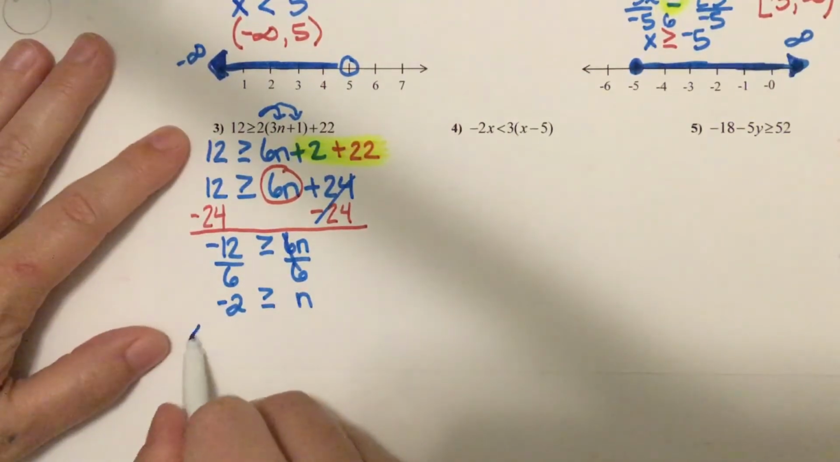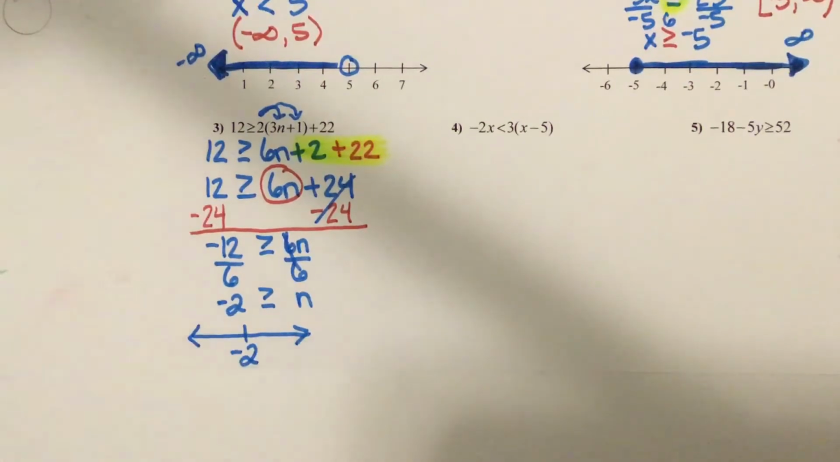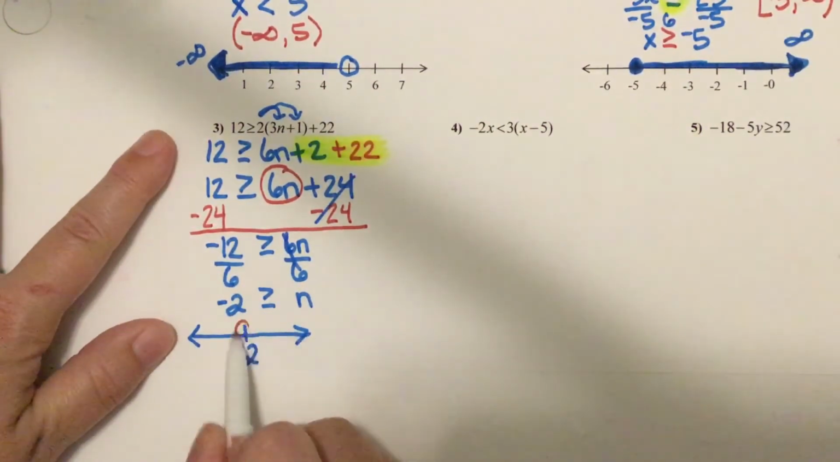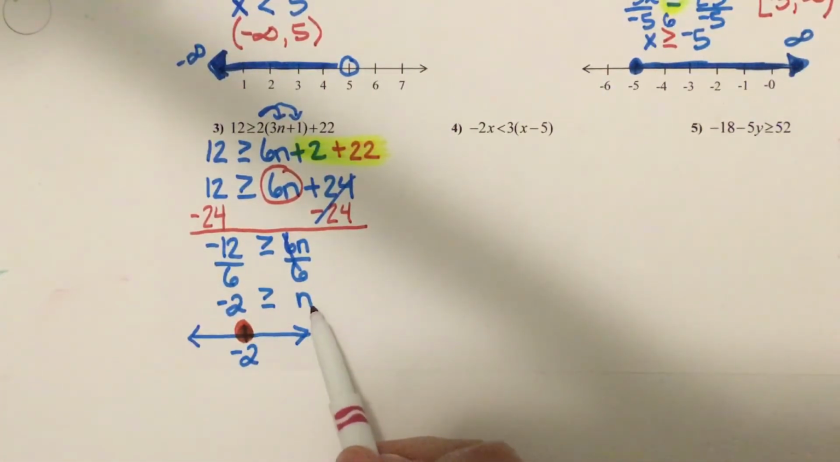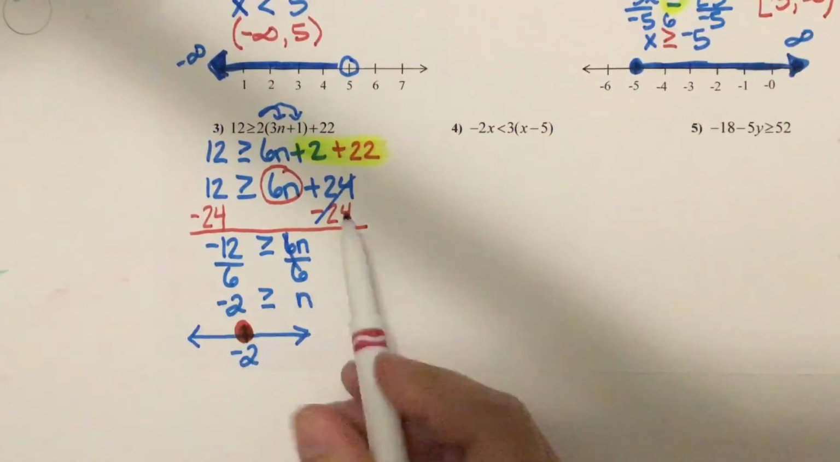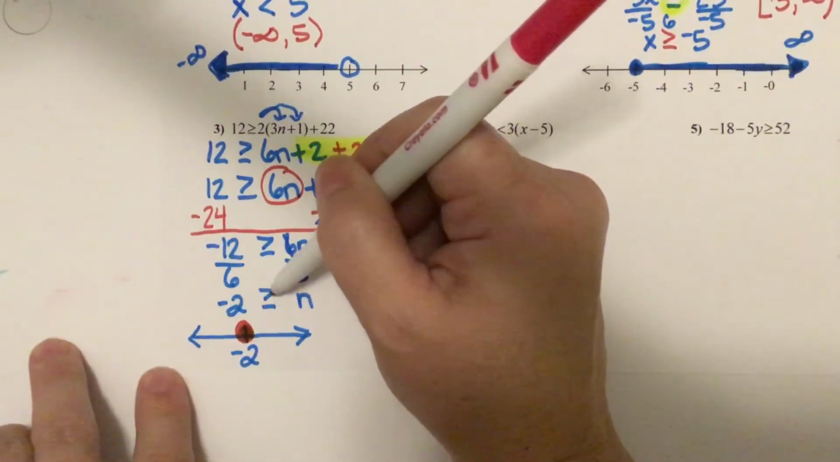Okay, now let's graph it. So all I'm going to do is put negative 2 on my number line. Because of the equals, it's a closed circle. Now, I'm going to read from the variable. So we're practicing reading from the variable. We're not going to start with the left side. We're going to read from the variable. Do you see how the pointed end is facing the variable?